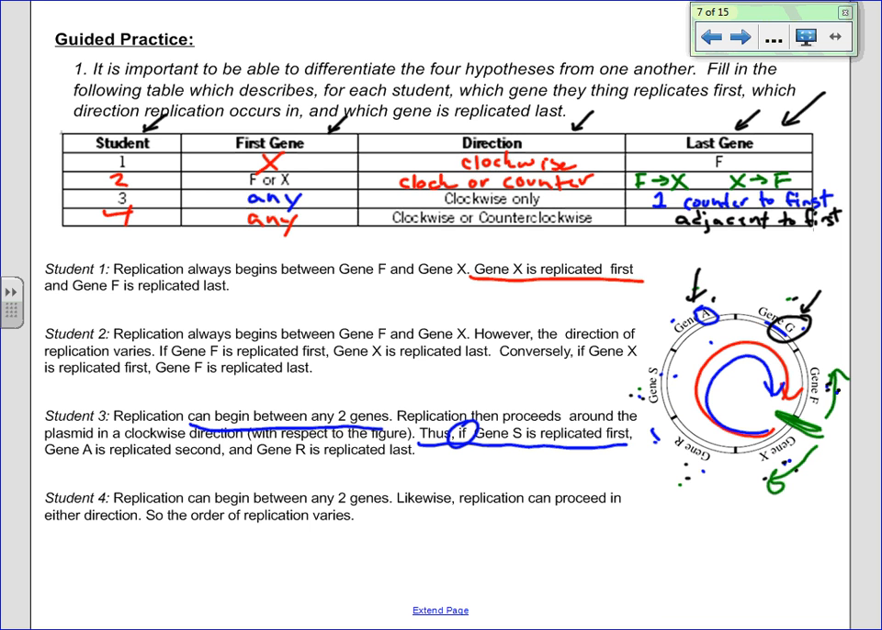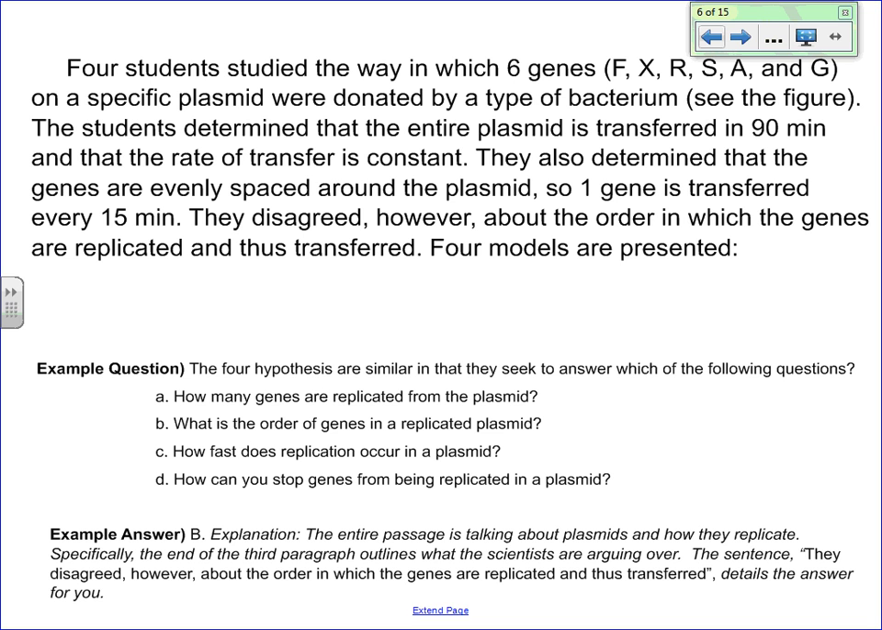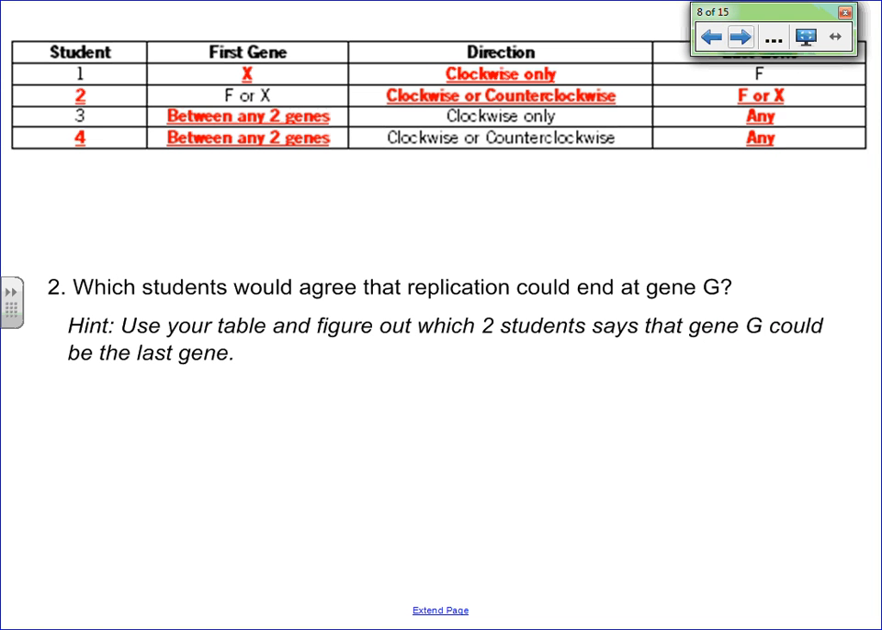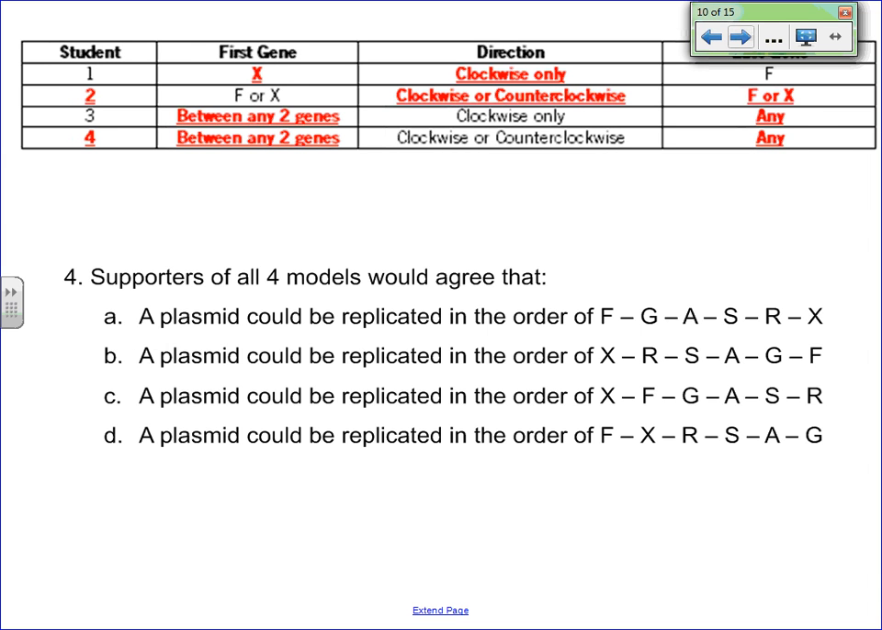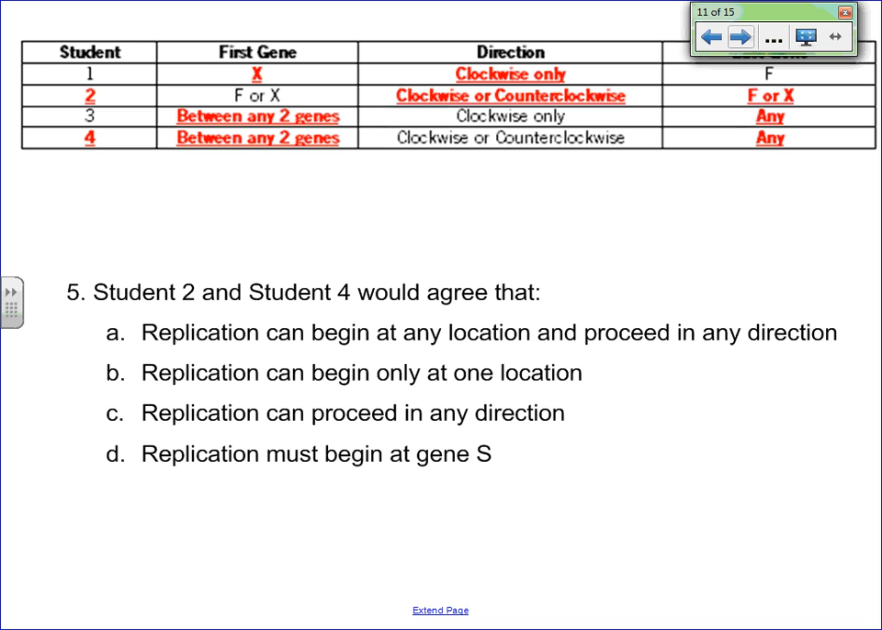All right, once you have this done, now you can definitely answer a question like the example question, which is pretty straightforward. All right, they're arguing about the order in which they're replicated. That was a pretty straightforward question as long as you go through and read through the paragraph. It's also got an explanation at the bottom if you're confused about that. In order to really get into the meat of these, what we're now going to use is the sample table that we already made to answer questions 2, 3, 4, and 5.